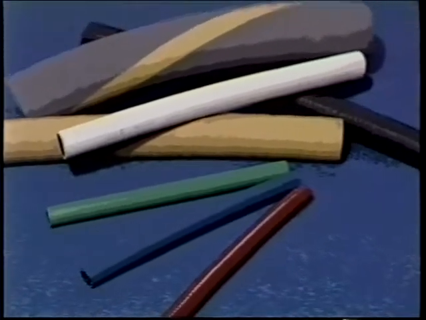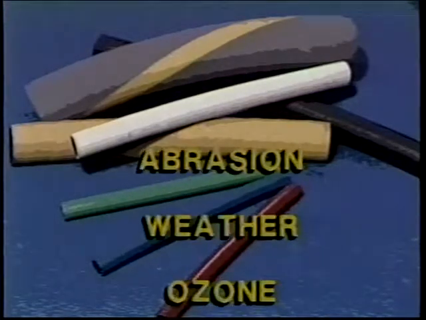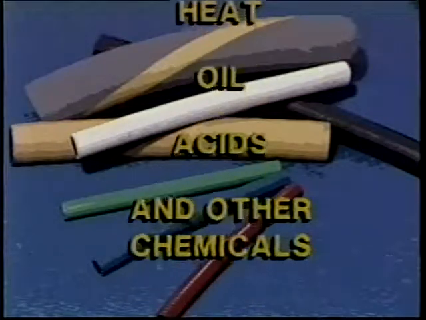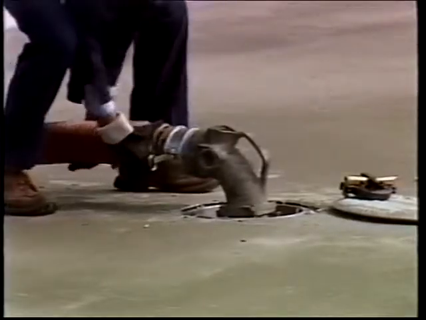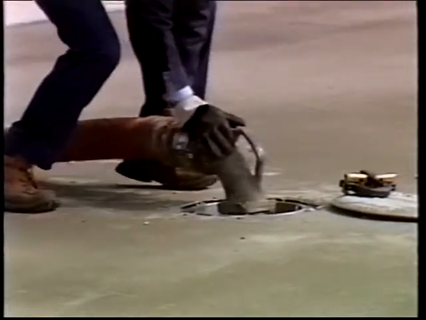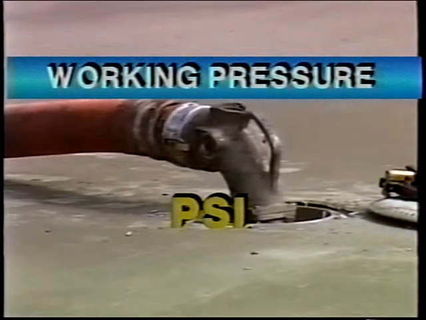Compounds are selected to have good resistance to one or more of the materials and conditions that could damage or shorten the life of a hose. Typical examples would be abrasion, weather and ozone, heat and oil, as well as many acids and other chemicals. The ability to withstand pressure is due to the reinforcement. The amount of pressure is referred to as the working pressure, expressed in pounds per square inch, or PSI.